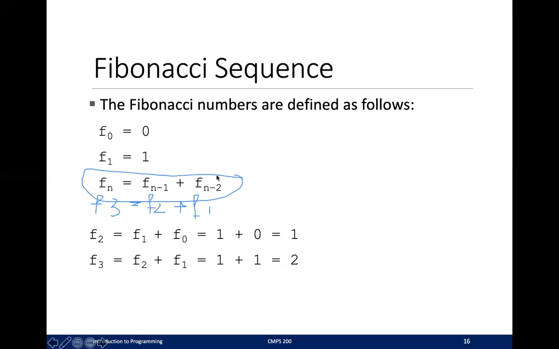Using this recursive definition, f of 4 is equal to f of 3 plus f of 2, exactly, right? What is f of 3? It's 2. What is f of 2? It's 1. So f of 4 should be 3, and so on.